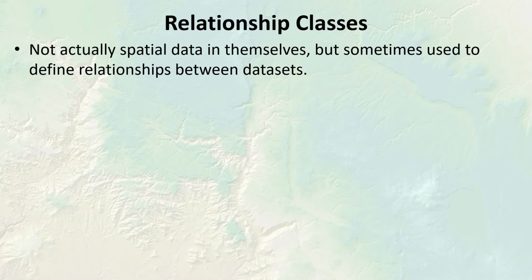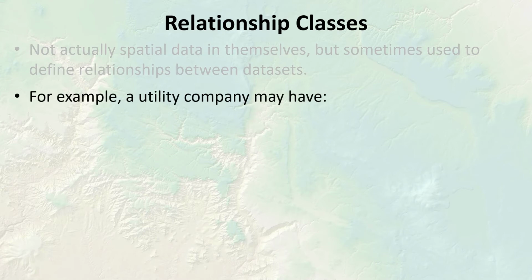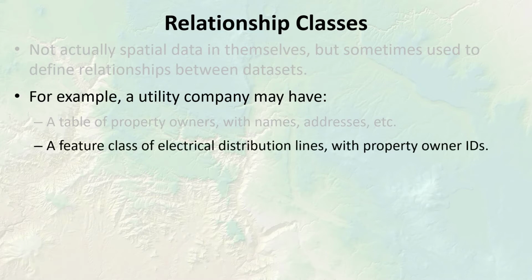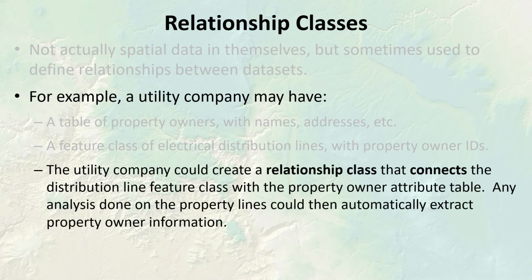Now, relationship classes can also be defined between non-spatial datasets like tables or between spatial and non-spatial datasets. So for example, a utility network may include a table that has extensive information on property owners. So you get the name, the address, etc. of everybody who owns property there. You also might have a feature class of electrical distribution lines. So the feature class may not contain all the property owner information, but may only contain some ID value, and that ID value corresponds with each unique property owner. Well, if you set up a relationship class between the electrical lines and the property owners, then you can access the full set of property owner data directly from the utility network dataset. So you click on this electric line and you get all the information on the property owner.